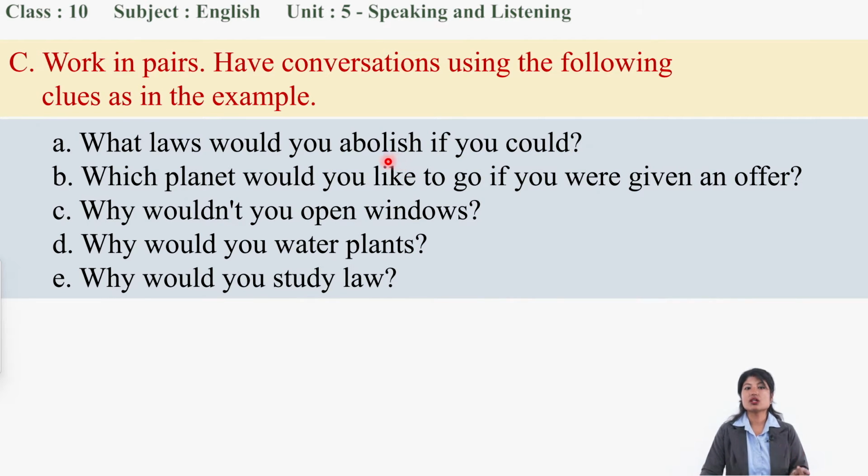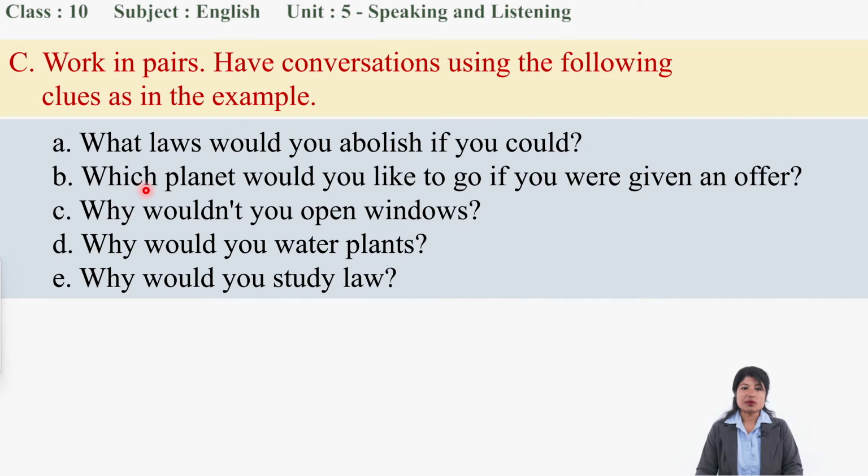And B has to answer with the condition. So if I could, I would abolish the law of, maybe, child marriage. So, different types of laws which should be removed. This is an imaginary condition, right? So you could write any of the laws that you would like to abolish. You can do it that way.